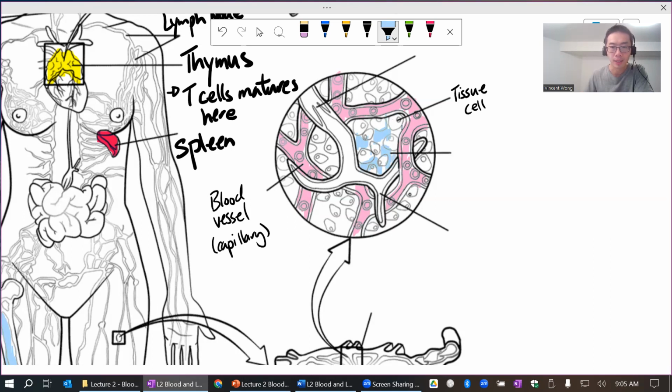I'm only going to color this section. You can color the rest later. And that tissue fluid is called interstitial fluid. They are the ones that are leaking out from the blood vessels.